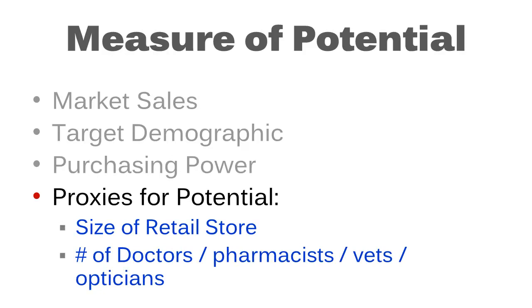And then you could include proxies for potential. And this is really if you don't have any demographic or purchasing power data. You could use things like the size of a retail store, assuming that's your customers, the number of doctors, pharmacists, vets or opticians in each account. These are all proxies for potential that potentially you could include in an alignment index.